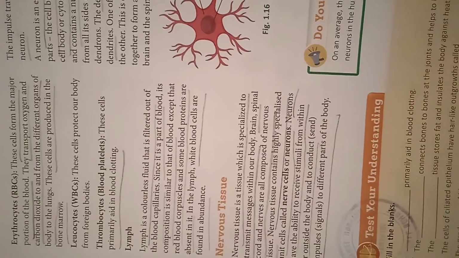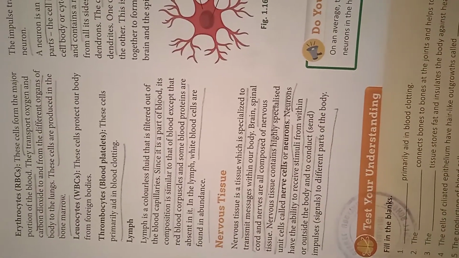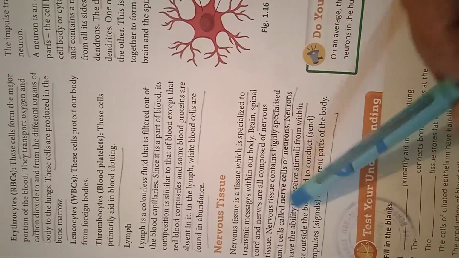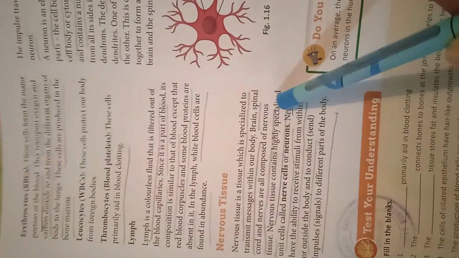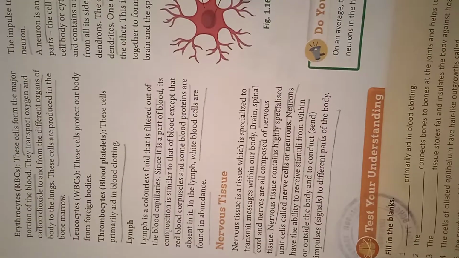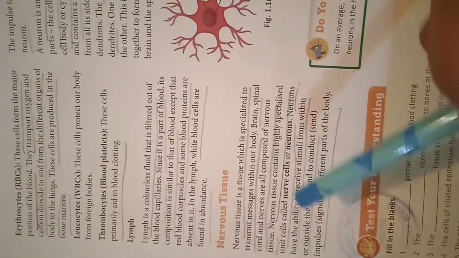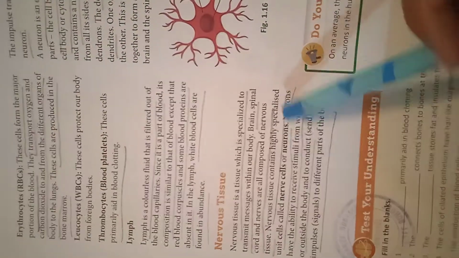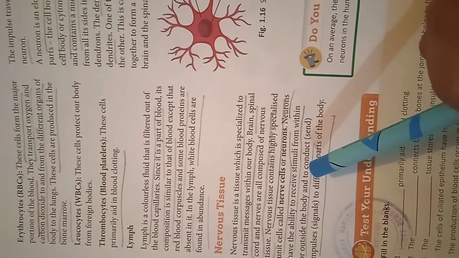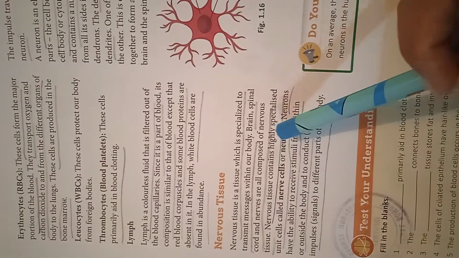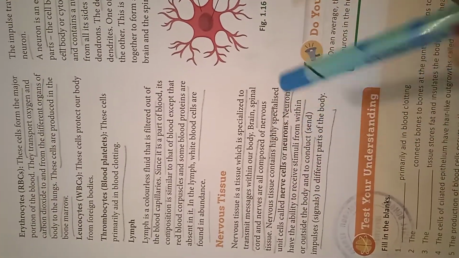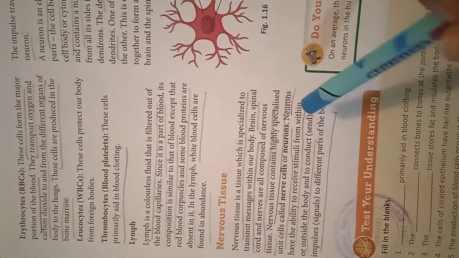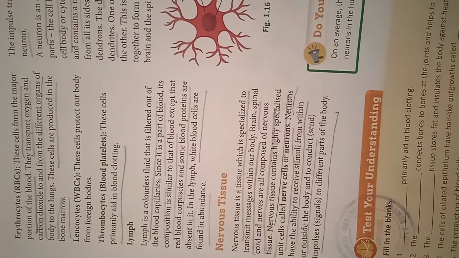Now nervous tissues, as all of you know, are specialized to transmit information and messages from one part of the body to the other part of the body, through the brain, spinal cord and nerves. All these are composed of nervous tissues, and these nervous tissues are very highly specialized. They contain nerve cells or neurons, and they have the ability to transfer information from one part of the body to another.